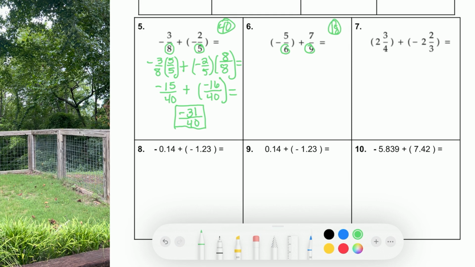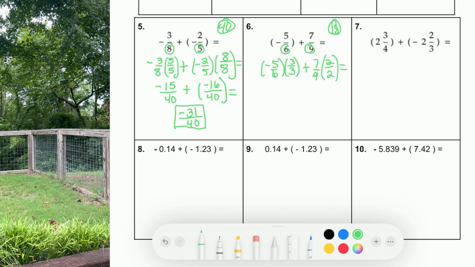All right, so negative 5/6. What times 6 gives me 18? 3. So 3 over 3 is what I will multiply that by. Well, what times 9 will give me 18? 2. So 2 over 2.